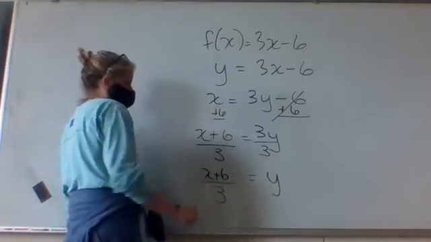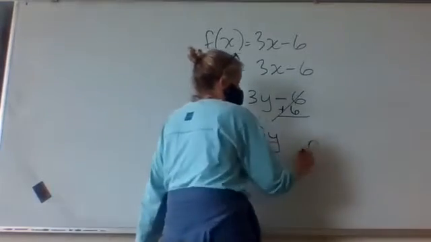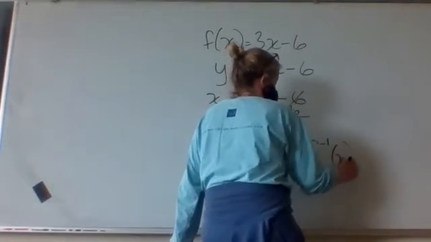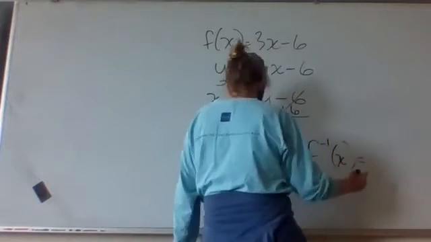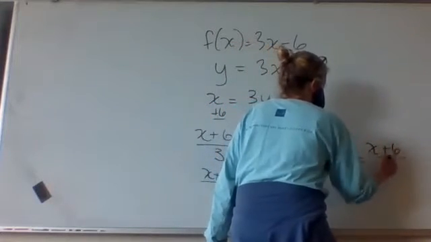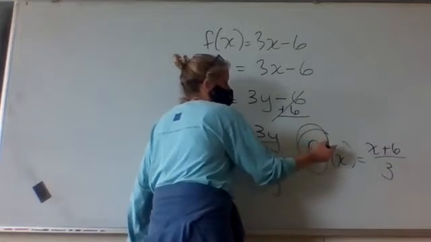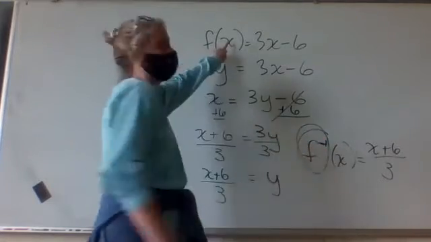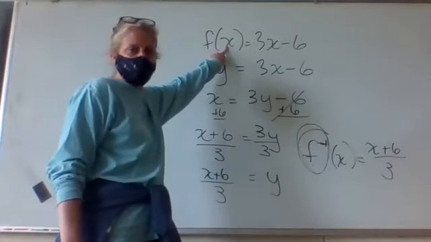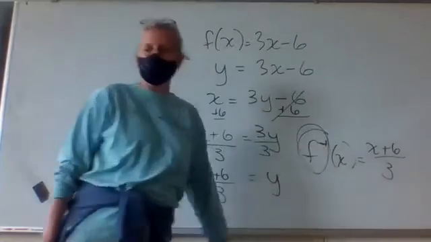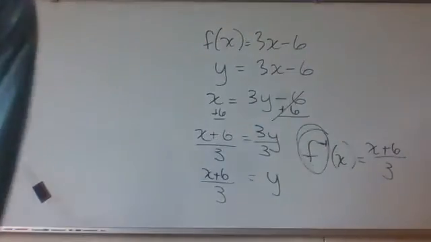There's your inverse. The way they write it is f to the negative 1 of x equals x plus 6 over 3. This right here is how you show that it's the inverse of the original f of x. So that's what that f to the negative 1 means.